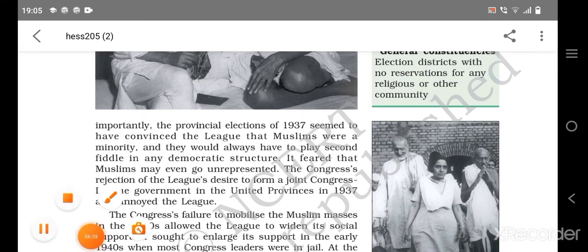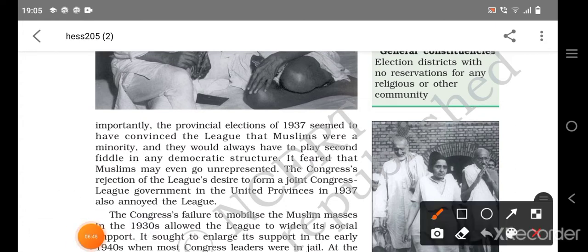But in spite of that, if they come to the terms of the present, what are the present things which influenced them? So this is how they found Muslims a minority. The first reason was the 1937 elections.